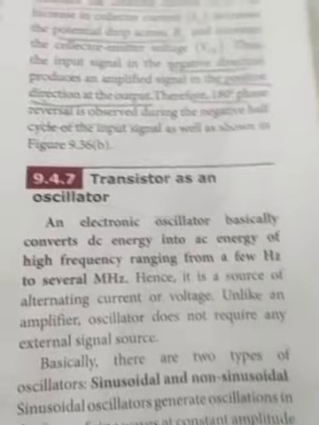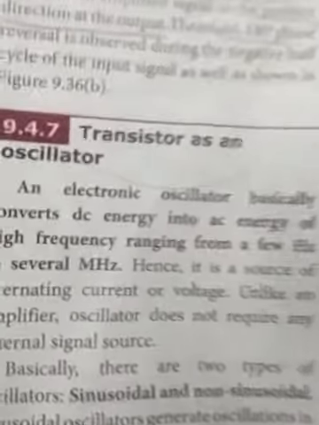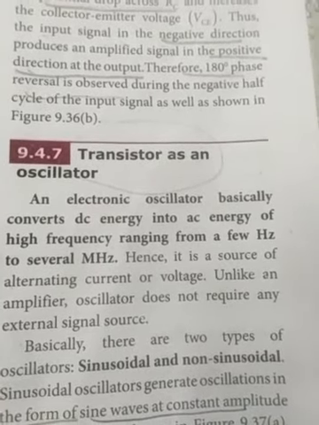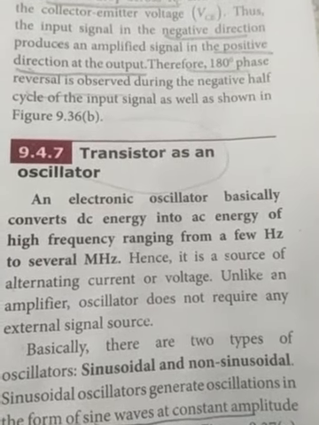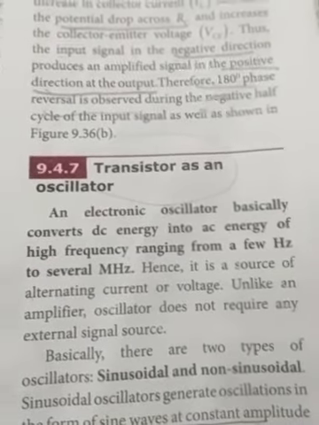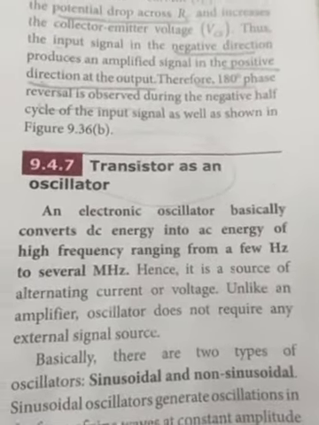The oscillator does that work; it changes from a low range to a high range. Hence it is a source of alternating current or voltage, unlike an amplifier. It does not work like an amplifier.